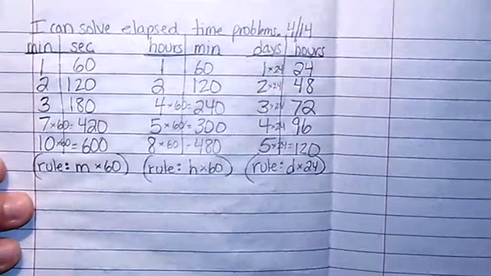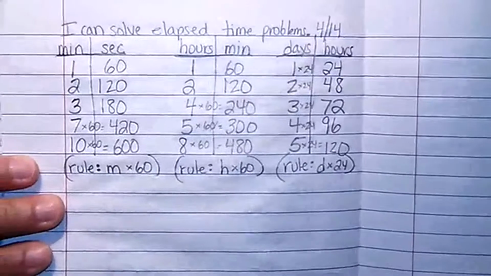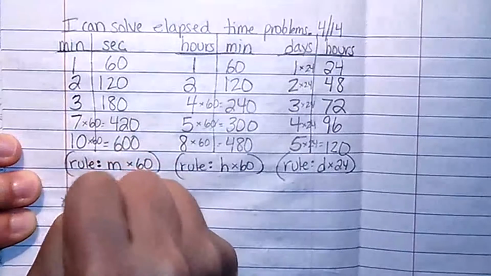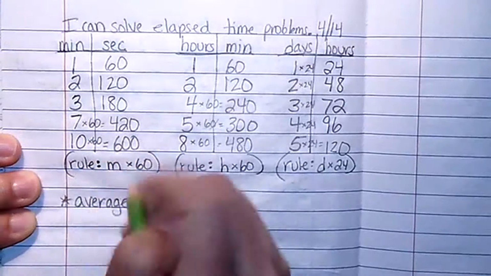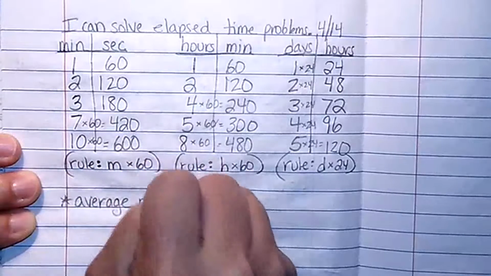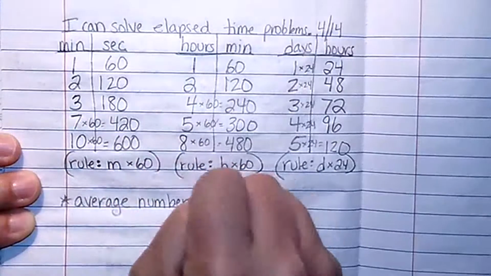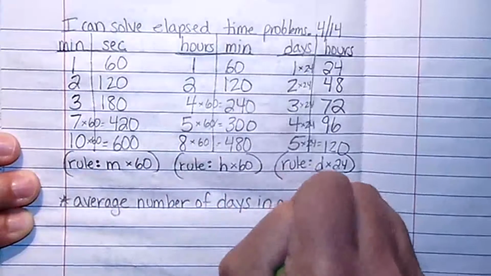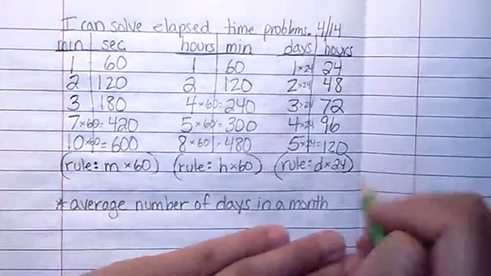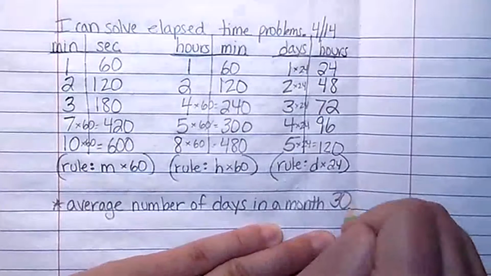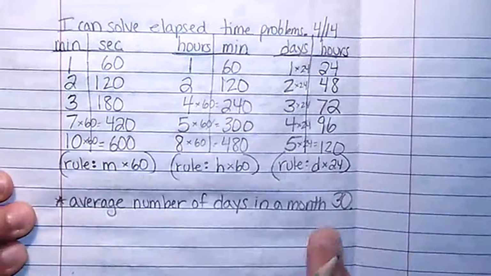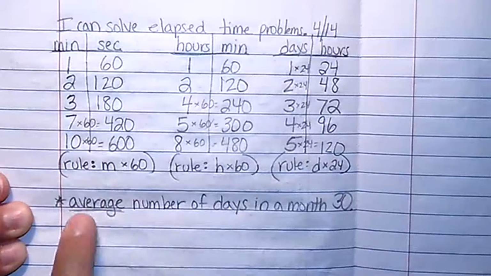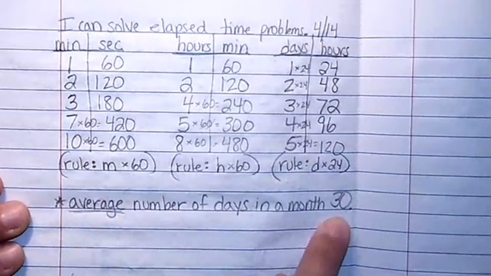All right. One little note that we want to make, because this is a popular question, the average number of days in a month is 30. I know they don't all have 30. 30 just means that's the average. That's what most of them have. It's an easy number to round. So we're going to say the average number of days in a month is 30.